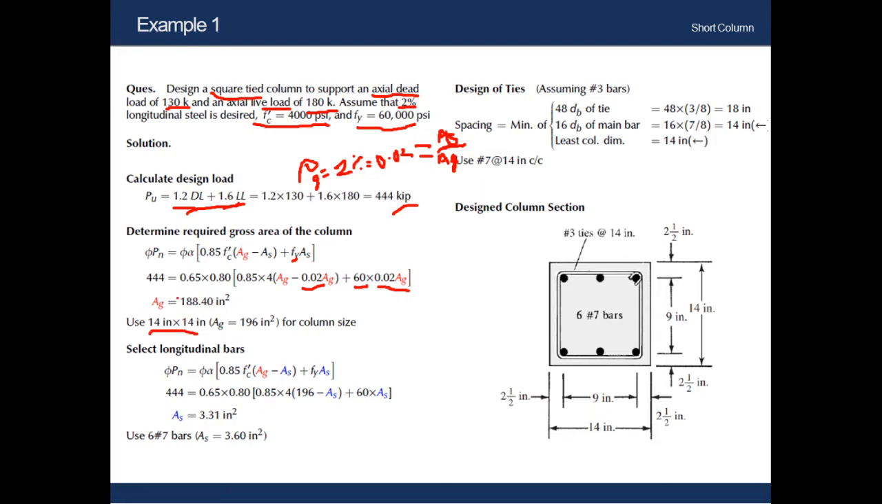We are taking the square root of 188.4 and considering the higher rounding, we can see that the dimension of the column will be 14 inch into 14 inch. So in this way we are calculating the dimension of a square tied column which can carry a load of 444 kip.